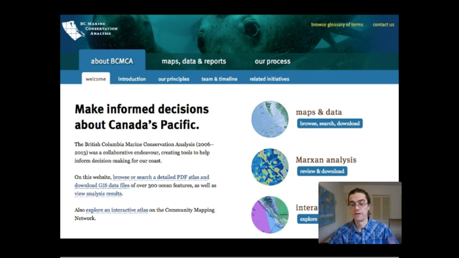And thereby the benefits, ecological, cultural benefits. So just a really neat aspect here, just a snapshot from the website. BC Marine Conservation Analysis ran from 2006 to 2013, a collaborative endeavor creating tools to help inform decision making for the coast.